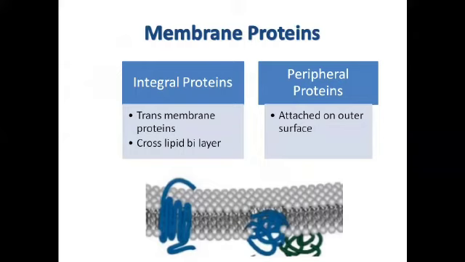Next is membrane proteins. Membrane proteins are of two kinds, as I have already told: integral proteins, or you can say intrinsic proteins, and peripheral proteins. Integral proteins are transmembrane proteins, meaning they will cross the membrane like this. They will cross the lipid bilayer. And peripheral proteins are the proteins that are attached on the outer surface only, like this.